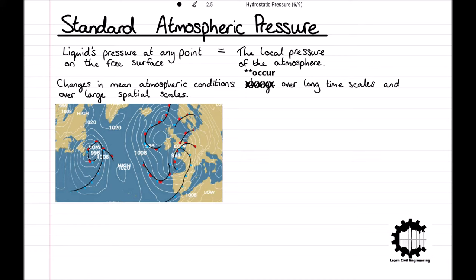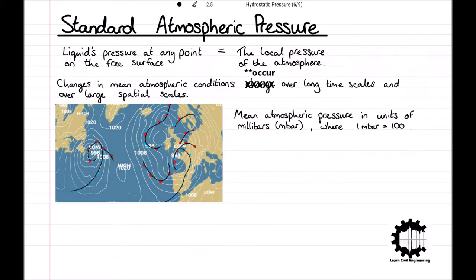On this map, the white lines show isobars, or pressure contours, which are just lines of constant pressure, and the numbers correspond to measured values of the mean atmospheric pressure in units of millibars, or mbars, where 1 mbar is equal to 100 newtons per meter squared. The map shows that spatial variations in atmospheric pressure are typically very small. For example, the difference between the region of high pressure here at 1020 mbar and the low pressure region here at 996 mbar is 24 mbar, which is at most a difference of 2.4%.